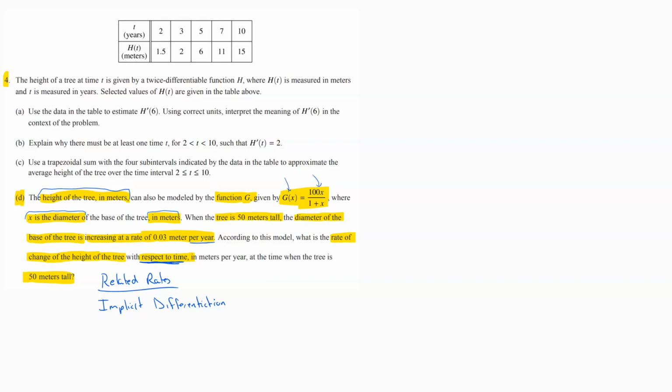So whenever I'm doing an implicit differentiation problem, the first thing I try doing is pulling out all of the data that they've given me from this problem. So I come back through now and it's saying, okay, we've got a tree that is 50 meters tall. So g is how tall the tree is. So at that point g equals 50. Then they're telling me the diameter of the base of the tree is increasing at a rate of 0.03 meters per year. So the diameter, that is my x amount. And how that's changing with respect to time, because it's per year, would be a dx/dt value of 0.03.